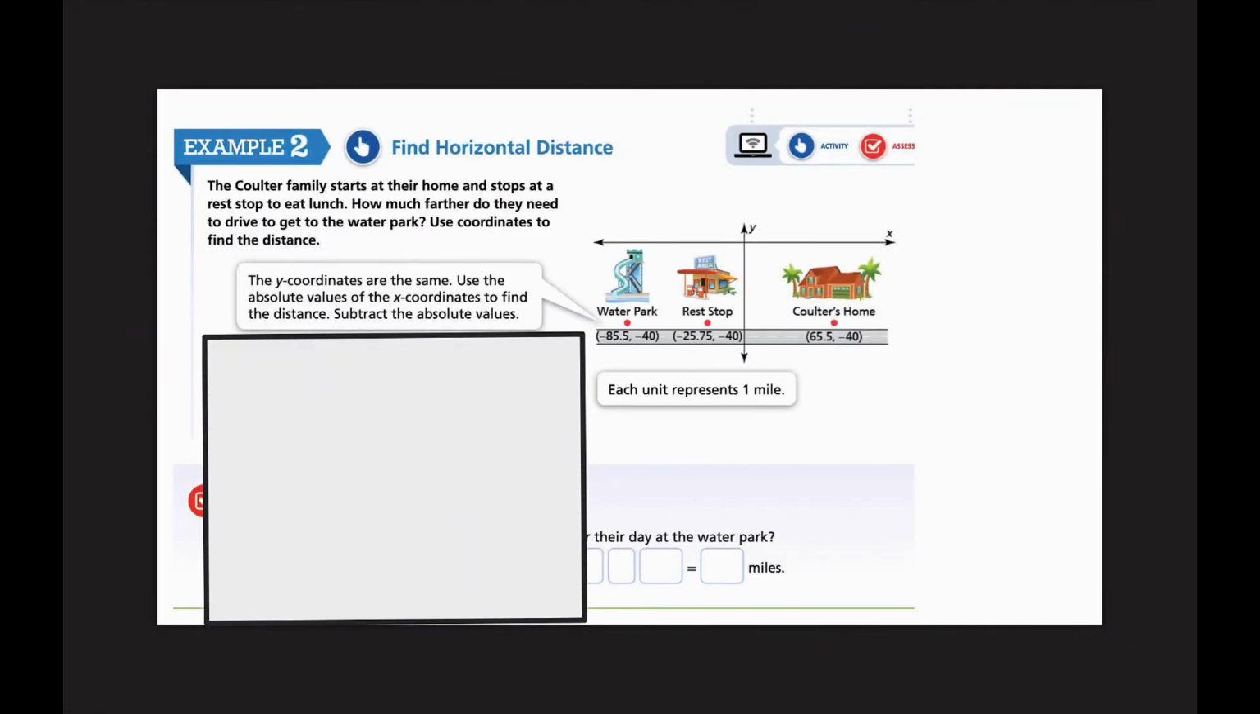Here's example 2 where we are finding horizontal distance. So right here we're going to be using the x-axis. On this one, just like before, if we're finding horizontal distance, we're going to be using the absolute value of some x coordinates. So let's read the problem and see what we're trying to figure out. Okay, so we have the Coulter family starts at their home and stops at a rest stop to eat lunch. How much farther do they need to drive to get to the water park? So we're trying to find the difference between these two. Use coordinates to find the distance.